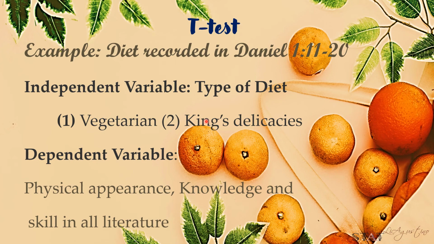So when you use the t-test, you would ask, is there a significant difference on the skills or on the knowledge of people with different types of diet? For example, is the vegetarian really smarter than those who eat the king's delicacies? In that example, you can compare two independent groups, the vegetarian and the king's delicacies, and compare their physical appearance, their knowledge and skill in all literature. So in that case, you can use the t-test.